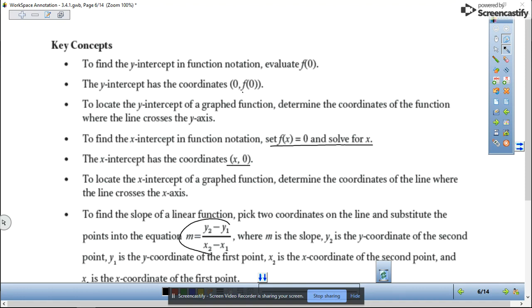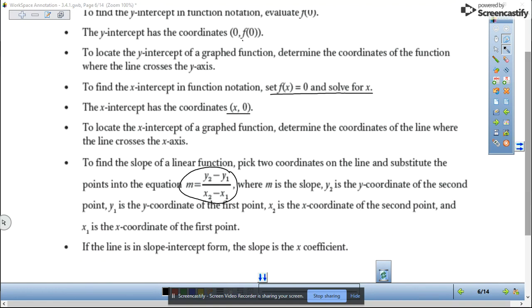This right here is how you calculate rate of change or slope. We talked about that yesterday. In slope-intercept form, the slope is the x coefficient.